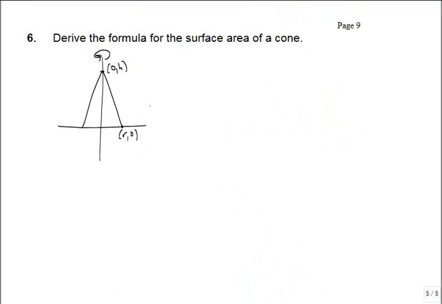Okay, our last example here. Derive the formula for the surface area of a cone. So to create our cone, I'm going to take the line segment between the points r, 0 on the x-axis and 0, h on the y-axis. That way my cone has height h and a radius of r. And I'm going to rotate that line segment around the y-axis so that we get this cone shape.